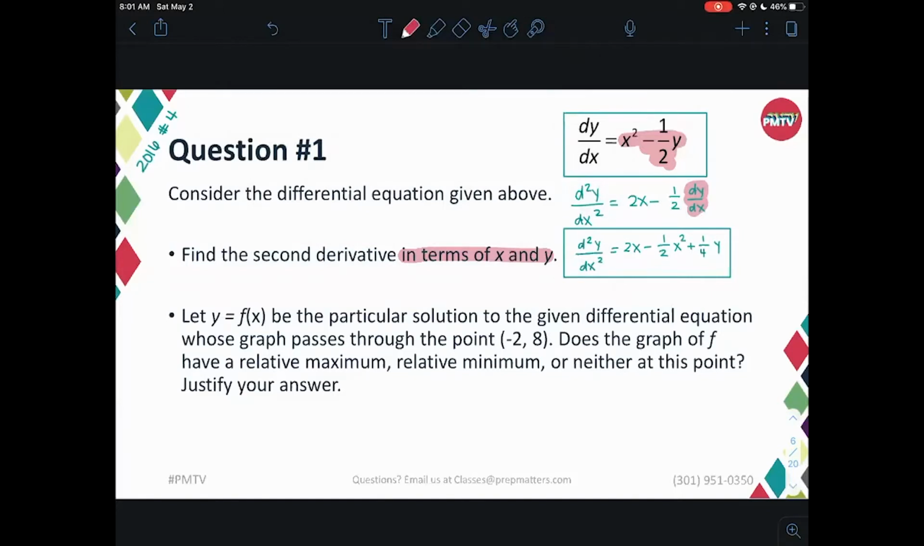So we don't have the ability to actually get ourselves to the function. This is not a separable variables type differential equation. We really can only work with the 2 derivatives that we have on screen right now, the first derivative and the second derivative. So we can figure out this relative maximum, relative minimum, neither situation by figuring out what the first derivative equals at this point and what the second derivative equals at this point.